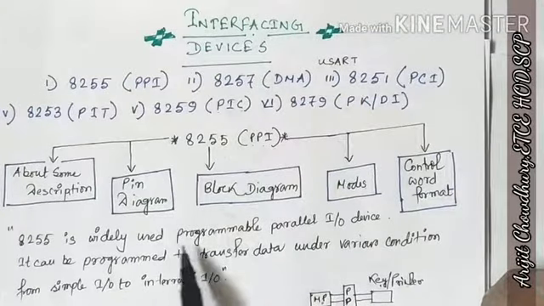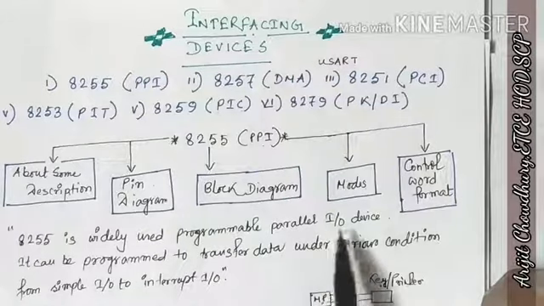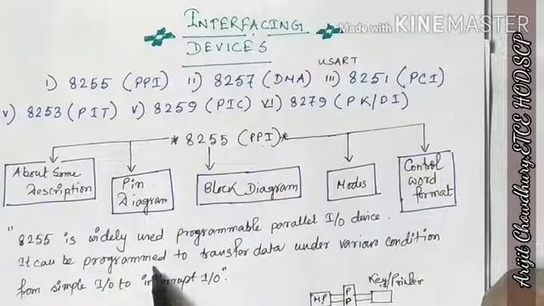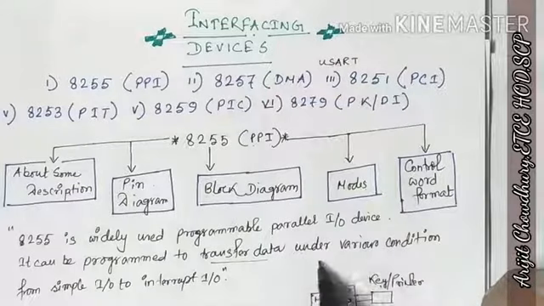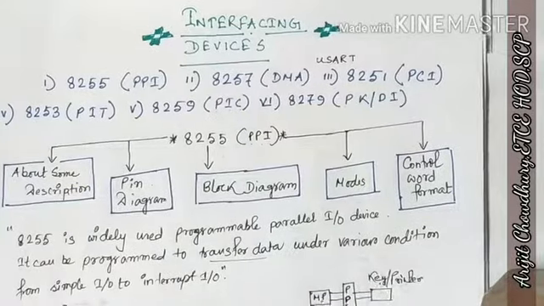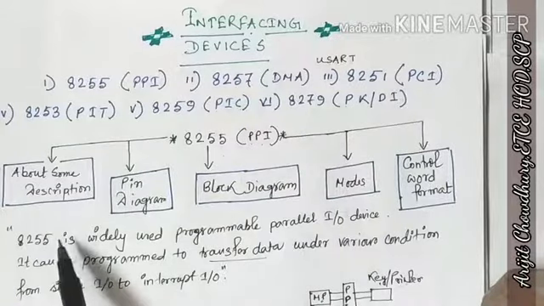What is 8255? 8255 is a widely used programmable parallel I/O device. It can be programmed to transfer data under various conditions, from simple I/O to interrupt I/O. This is the definition of 8255.